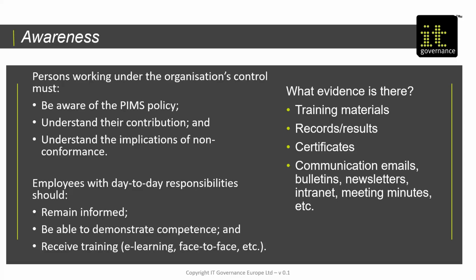As part of the PIMS standard, you must be able to demonstrate the level of training, education and awareness that your employees have. And this can be evidenced via results of training, knowing and showing the percentage of employees that have passed their training, keeping a record of education and training certificates on employees' files, the organization's training materials, communication emails, bulletins, newsletters, minutes of team meetings, etc. They're all methods of demonstrating how the PIMS has and is being communicated throughout the organization.